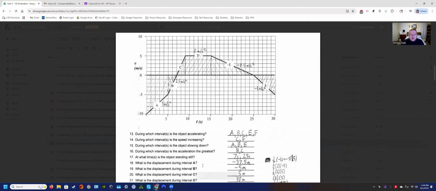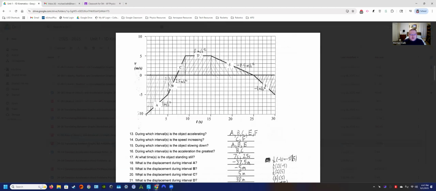All right, and now we need to calculate displacement. What's the displacement during A? Well, if I draw a line up to the time axis, I've enclosed a trapezoid with one base of -10, the other base of -5, and a height of 5. So that's 1/2 times -10 plus -5 times 5, which gives us -37.5.